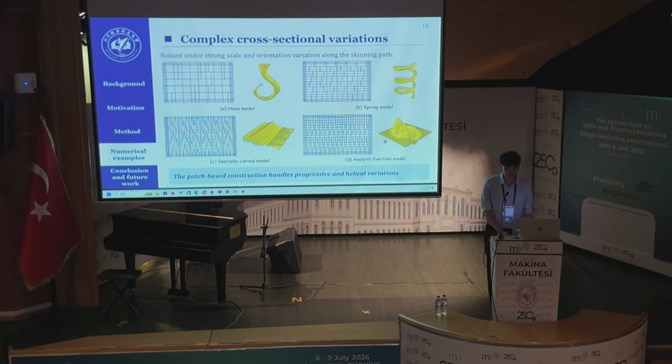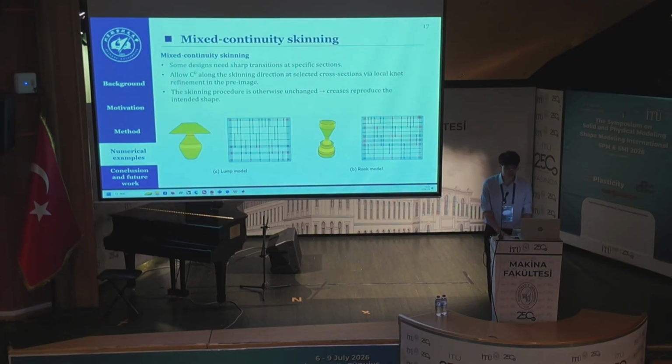The construction also stays robust under strong variation along the skinning path, keeping a good overall shape under the large progressive and helical changes as shown here. Finally, mixed continuity skinning: some designs have a sharp crease at a particular section. We can allow C0 continuity along the skinning direction at selected sections.